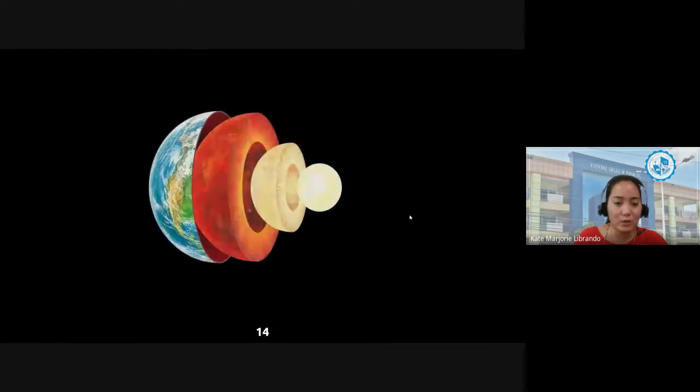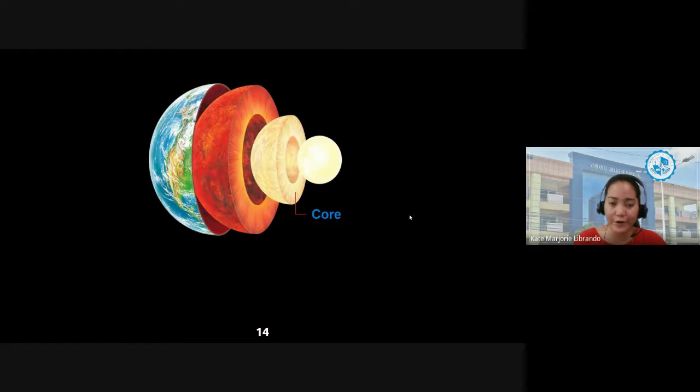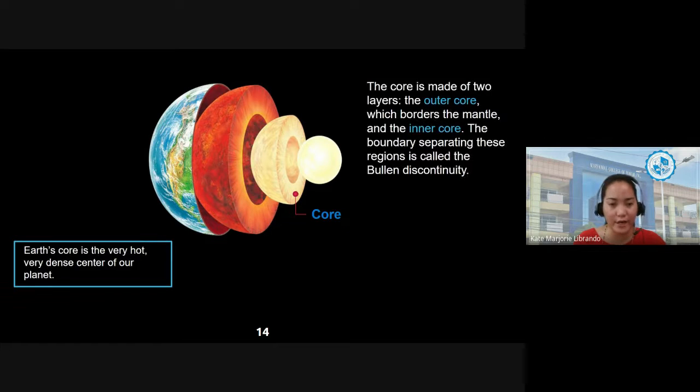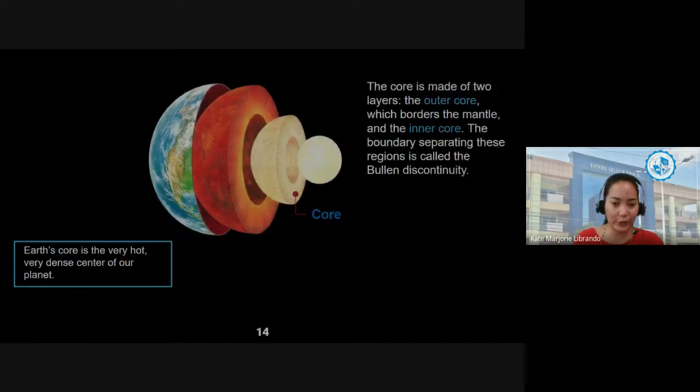Now, last, we have the core. There are two types of core, the outer core and the inner core. When we say core, Earth's core is very hot and very dense, the center of our planet. The outer core borders the mantle and the inner core, and the boundary that separates this region is called the Lehmann discontinuity.